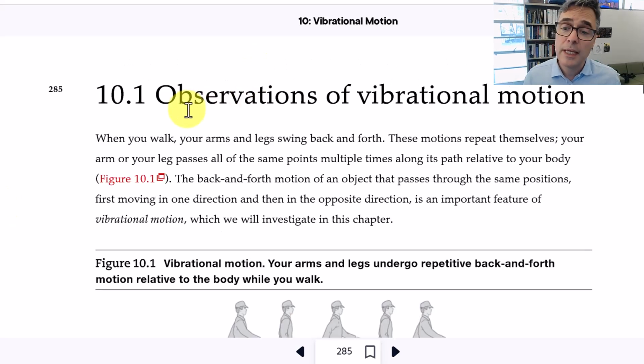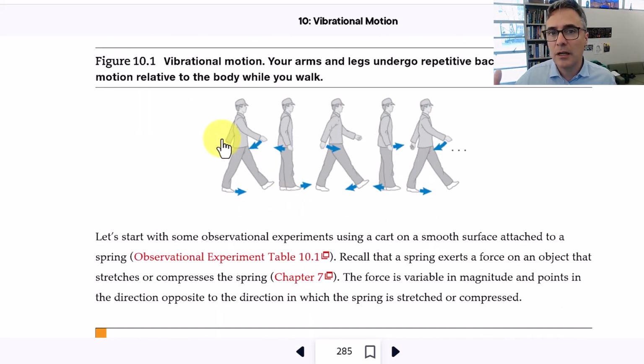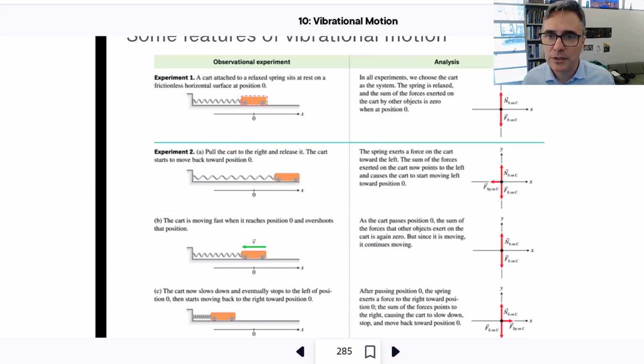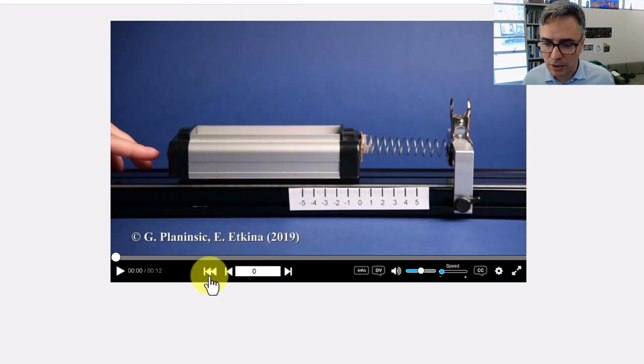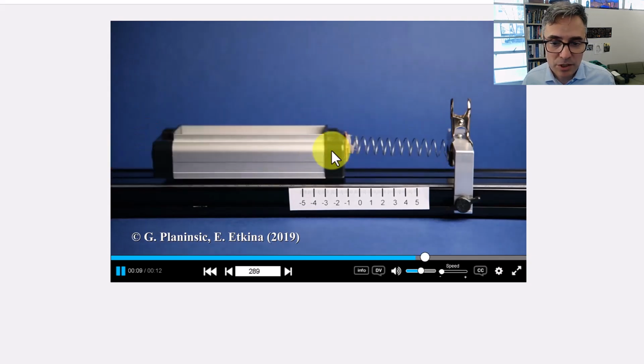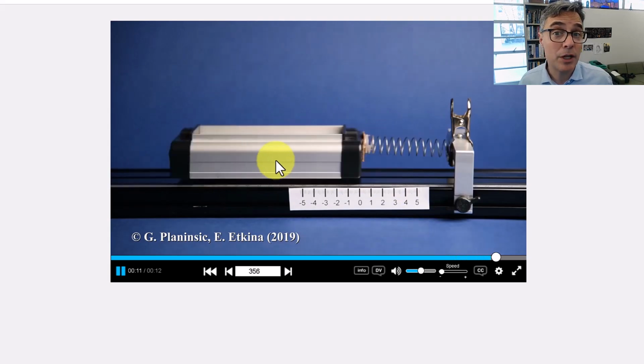Section 10.1 is called Observations of Vibrational Motion. As usual, this textbook tends to start with the observations, then makes some hypotheses and does some testing experiments. Anytime there's a periodic motion back and forth, we call this vibrational motion. And there is this little video of a cart on a spring. If you first push the cart and compress the spring and then release it, it'll stretch the spring and then pull it and then push it and pull it and push it, and you'll have a vibrational motion there.